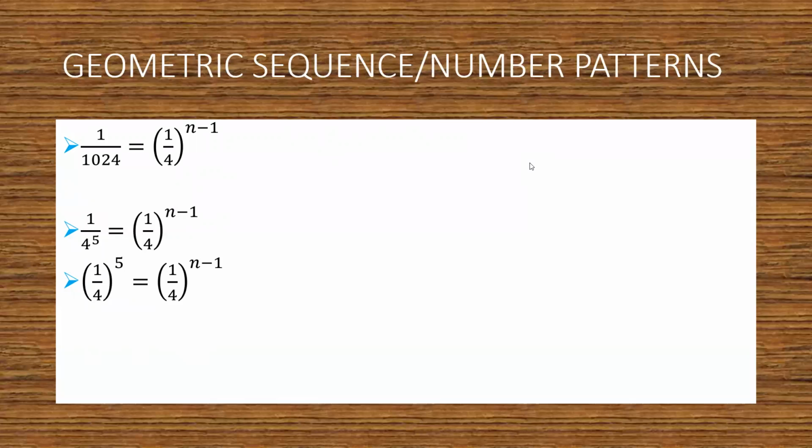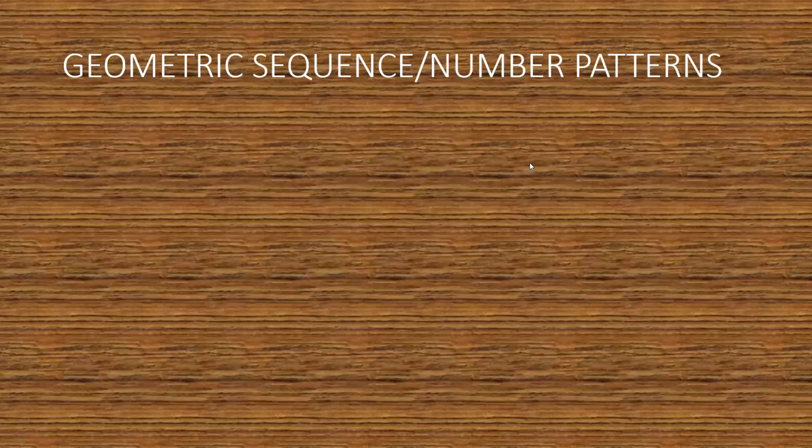Now the bases are the same. Since the bases are the same, how do you solve for n? We're going to say 5 equals n minus 1. Thank you. And how do I solve for n here? You're going to say 5 plus 1 equals n. Therefore, 6 equals n. We good? Yes. Okay.